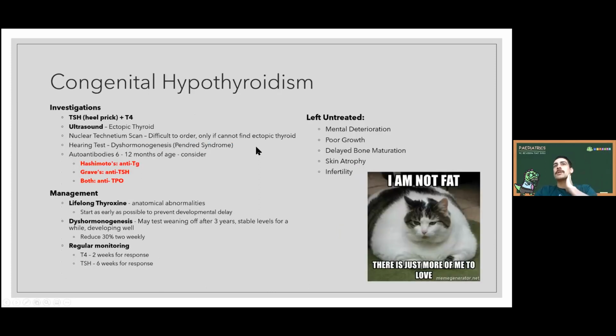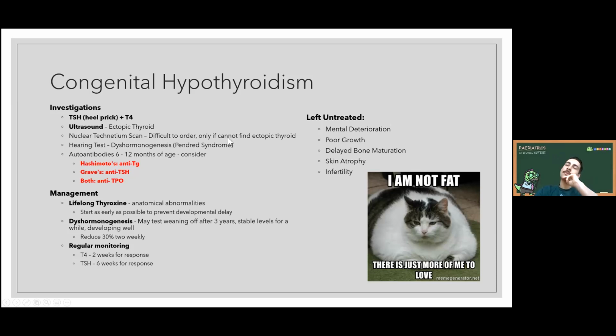So investigations for congenital hypothyroidism, you've got your heel prick TSH, like I said, and then you would follow up by measuring the T4 as well. An ultrasound determines if there's thyroid dysgenesis or an ectopic thyroid somewhere. But if you can't find the thyroid or an ectopic thyroid somewhere, then you might do a nuclear technetium scan to see if there's uptake somewhere else.